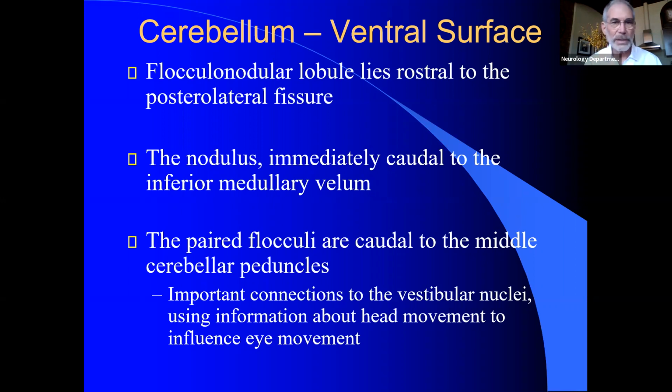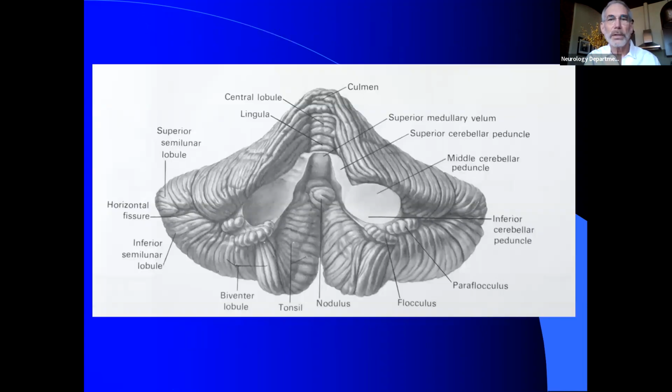We have to integrate all that stuff. The paired flocculi on either side, similarly, are going to be almost vestibular in nature, more than cerebellar, if you will, and they're going to play a major role in eye movement, and we'll deal with it later. So nodulus, floccular. Here are the tonsils, which are part of the posterior lobe, anterior lobe up here.